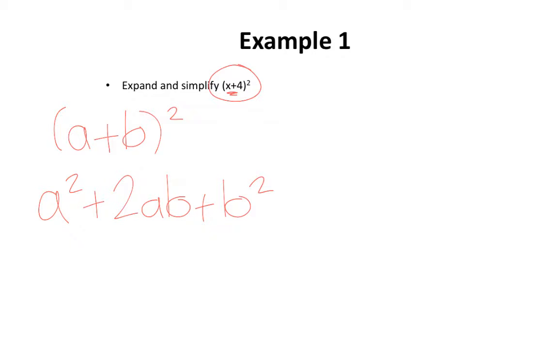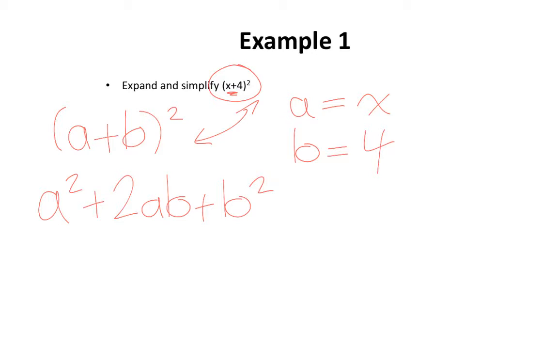I want you to compare these two binomials very closely. a represents x and b represents 4. We're going to use these values, x and 4, and we're going to substitute them into our shortcut, which is a squared plus 2ab plus b squared. Let's go ahead and do that.